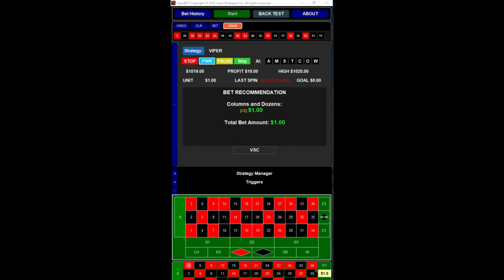This one's actually making some solid money right now. We peaked out at a high of 20 bucks in profit. We are at spin 75 right now. So this one is doing better than the last one. And it makes me think putting them together would probably yield better results as well.